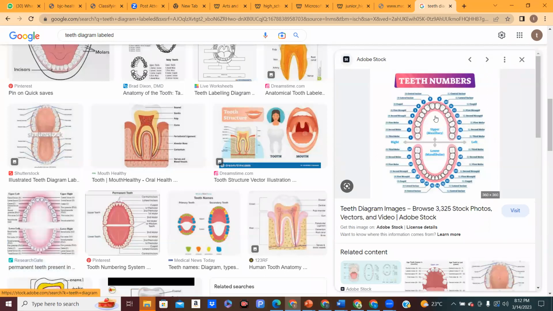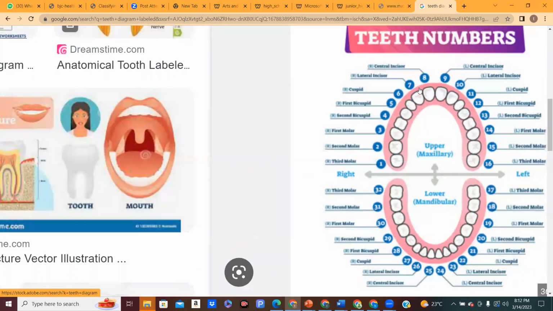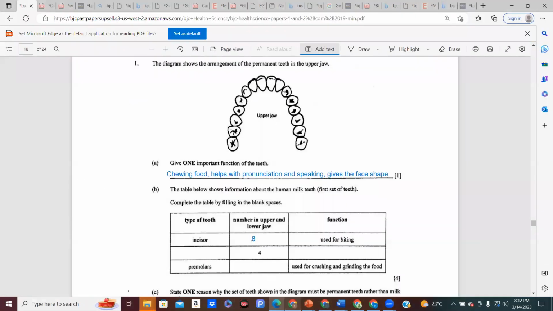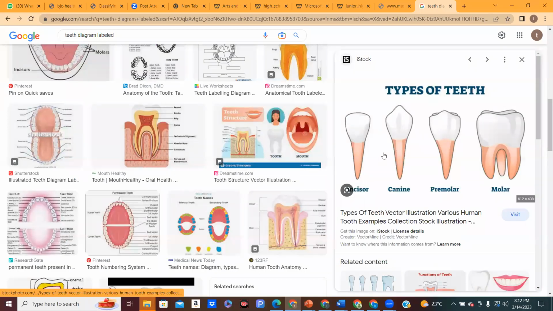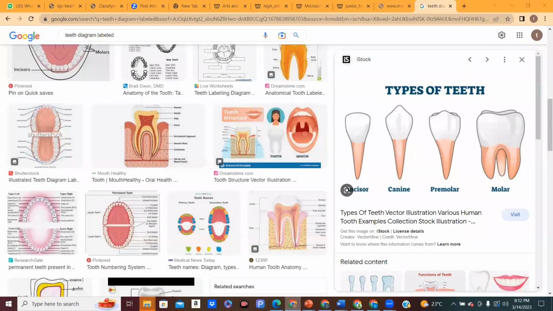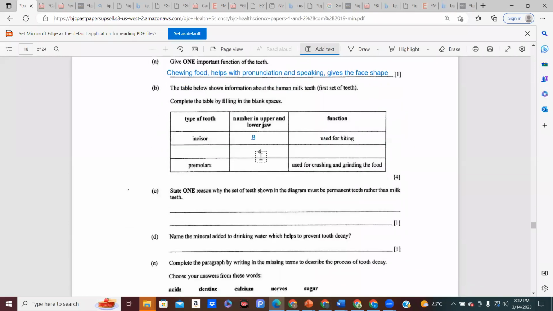Again, this is showing the incisors, 4 at the top and 4 at the bottom. Okay. So let's go back here. The incisors are going to be used for biting, like biting into an apple or something like that. Then we have this one, it's only 4 of these. Remember, this is for the first set of human teeth.